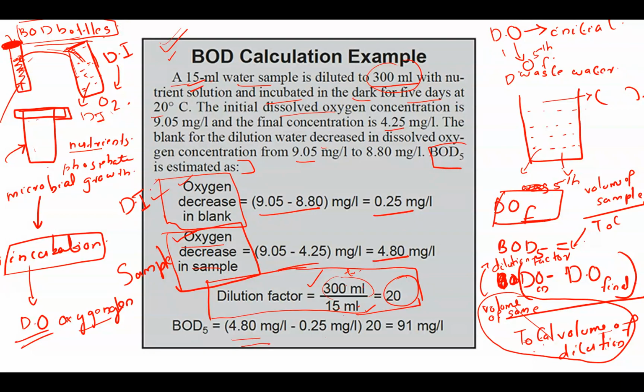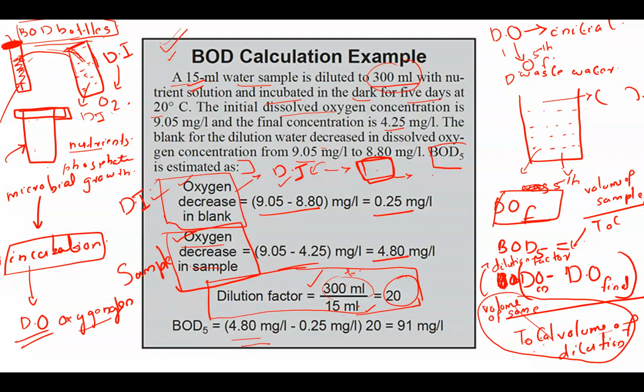Blank is the DI. So DI is the blank. Then in the DI water you are also providing nutrient. After providing the nutrient, you put it in the incubator, providing the conditions for the microbes to grow, and then you see how much oxygen has decreased.